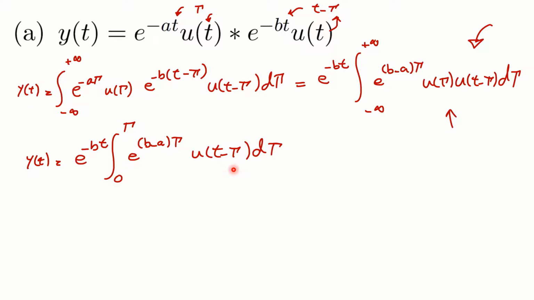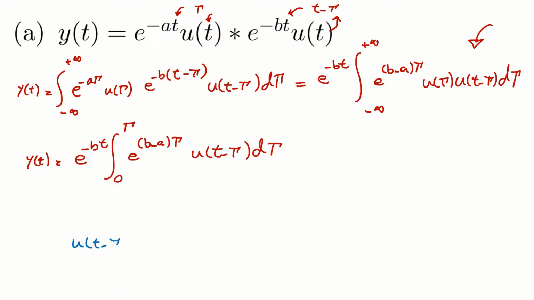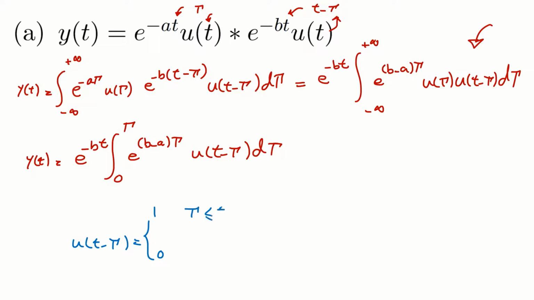I can do the same. This u of (t minus tau) is 1 when t minus tau is greater than or equal to 0, and it is 0 if t minus tau is smaller than 0. So let me write it here. u of (t minus tau) is either 1 or 0. It is 1 if t minus tau is greater than or equal to 0. That means this is the case when tau is smaller than or equal to t, and it is zero when tau is larger than t.